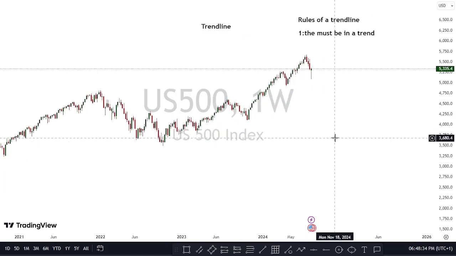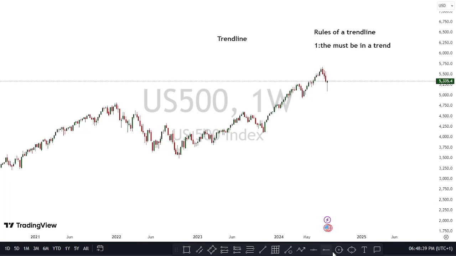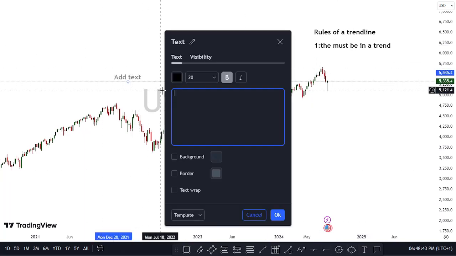I think I should first tell you the types of market before going to trend line. Yes, I think that's what I'll do first. Let me tell you the types of markets. So guys, there are two types of markets.